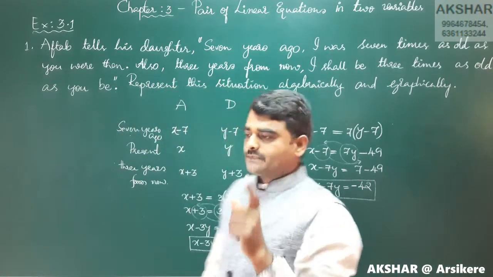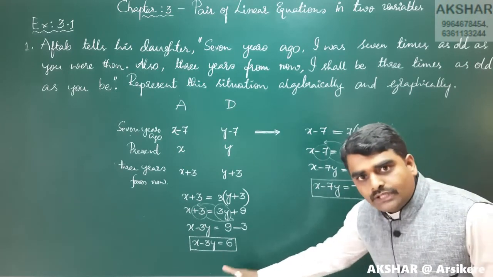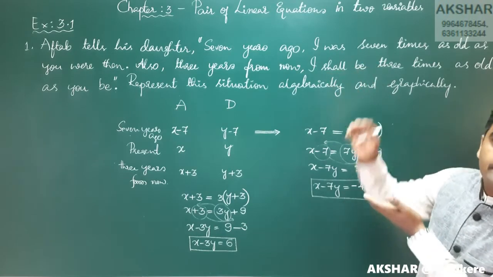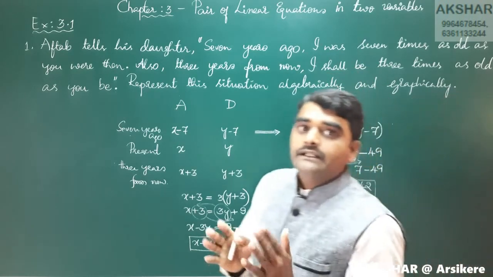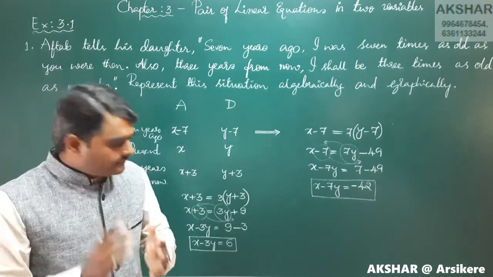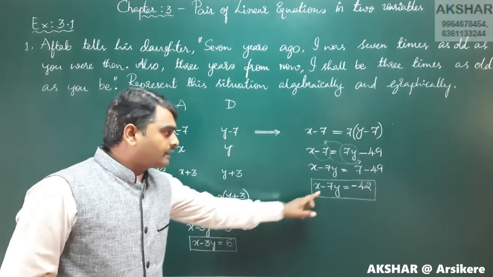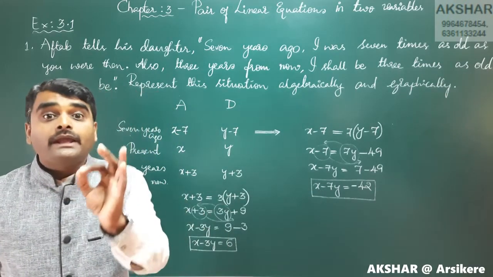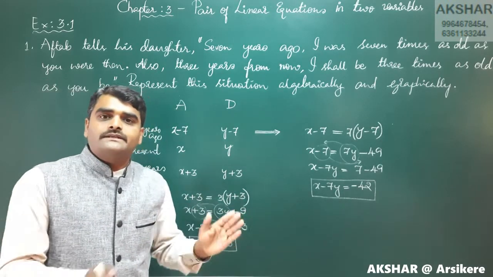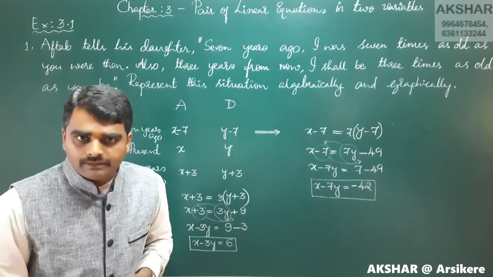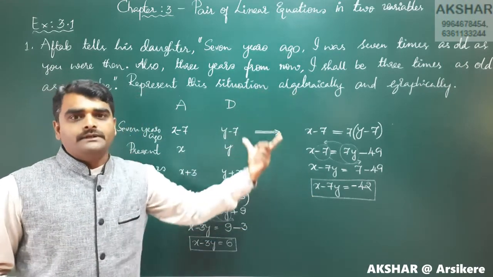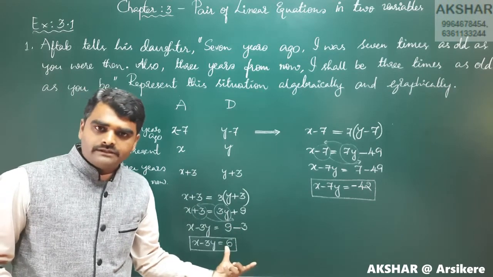Yes, my dear children, observe here, these two equations are obtained from the same situation, which tells us the age relationship between the father and daughter, right. That's why these two equations are called a pair of linear equations in two variables x and y. Right, clear my dear children? Yes, this is the way we represent it algebraically. Right, okay my dear children, understood?